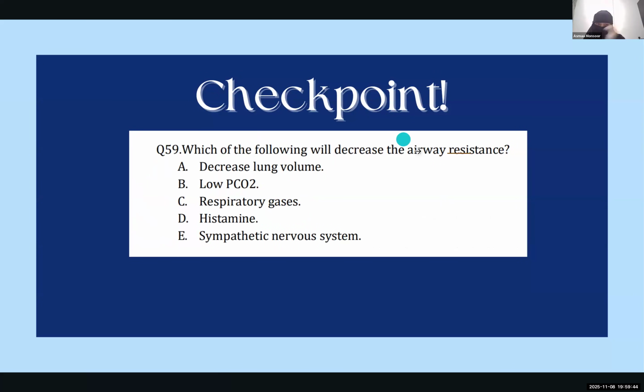Let's do the question. Which of the following will decrease the airway resistance? A. Decrease lung volume. B. Low partial pressure of carbon dioxide. C. Respiratory gases. D. Histamine. E. Sympathetic nervous system. What do you guys think? The question is asking something that should lower the airway resistance. What do you think is the answer?